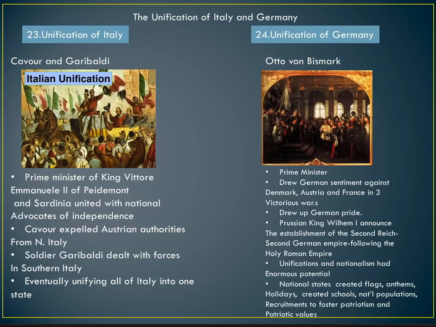Unification and nationalism had enormous potential at this point, and the national states created flags, anthems, holidays, schools, and national recruitment to foster patriotism and patriotic values under the German state. So that's pretty much it. That is the whole story of the revolutions and how countries developed in Europe at this point. And it's going to lead to a lot of conflict in the area.